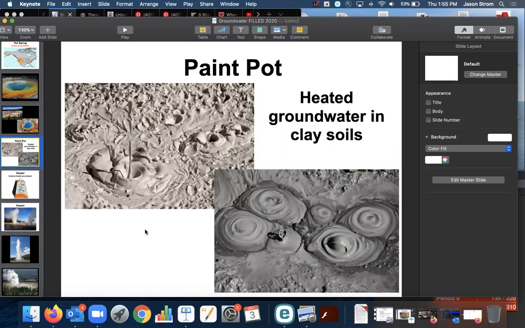Paint pot, it's kind of a cool thing. It's basically hot spring water that's heated, but then it's in soil that's rich in clay. You get bubbles, and as gas escapes and it boils over, it's kind of cool looking. If any of you have taken ceramics, it's kind of like a slurry, a mixture between clay and water that's real kind of runny.